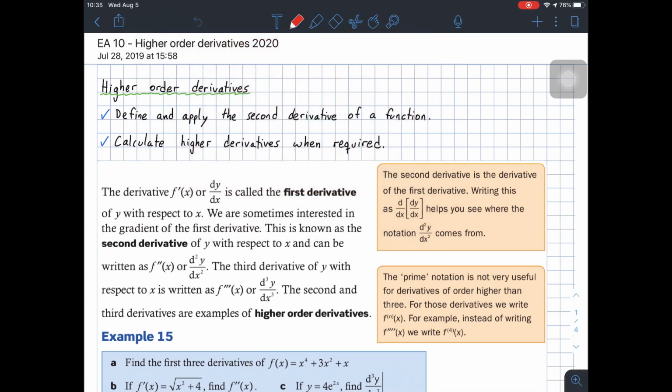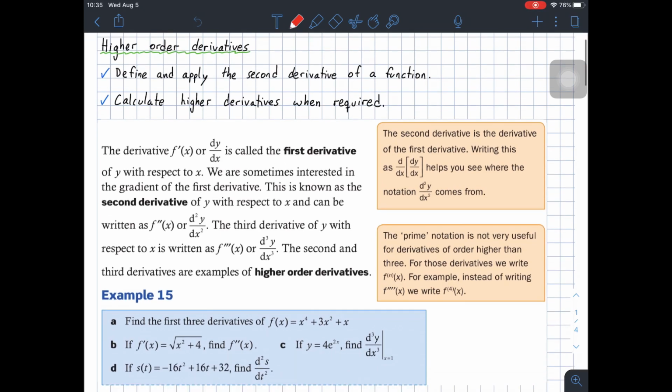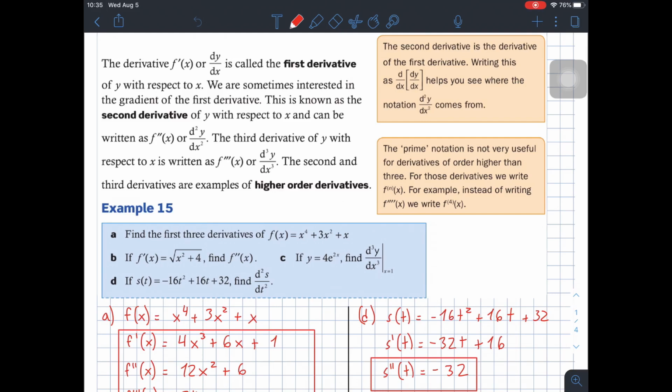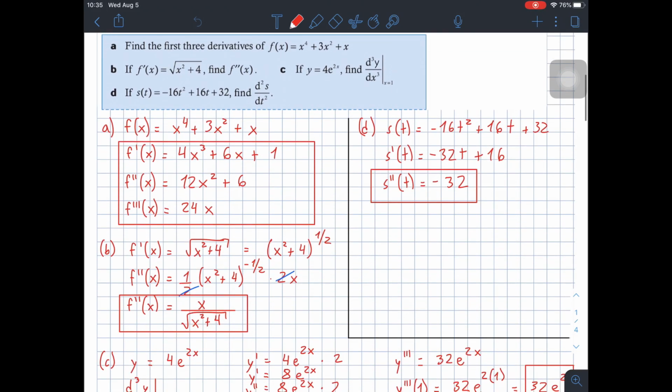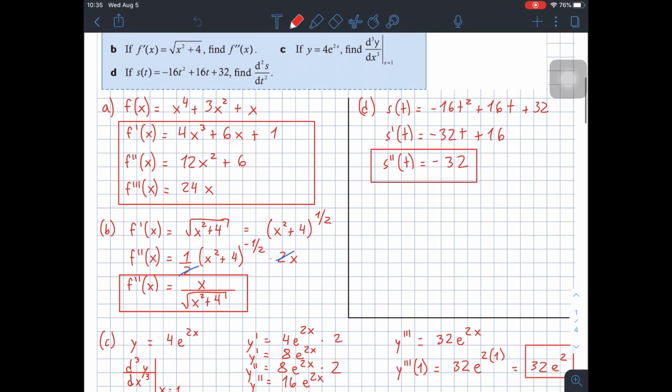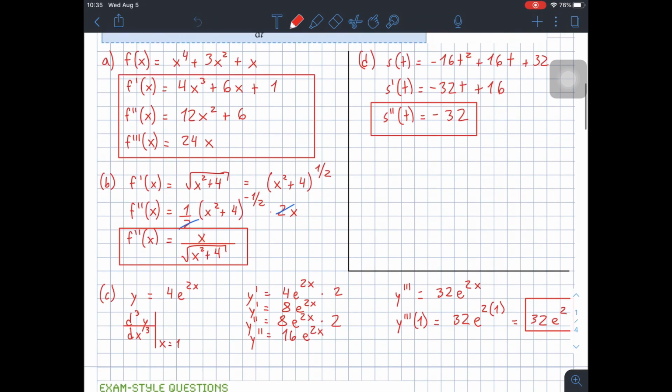Remember, higher order derivatives is to just keep on finding derivatives of the function, right? If we find the first derivative, we get, well, the first derivative. If we differentiate again the first derivative, we're getting the second derivative. If we differentiate again the second derivative, we get the third derivative, and so on, okay? So that's basically what this is about. So there's actually nothing new, because you know how to differentiate already.